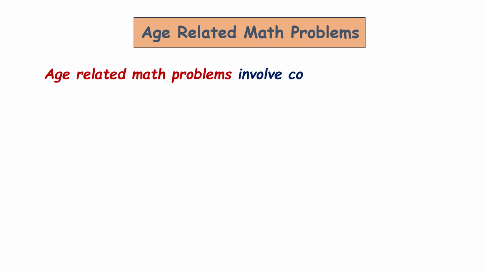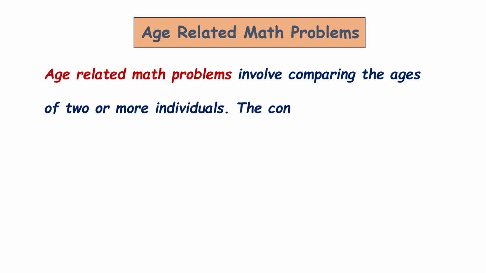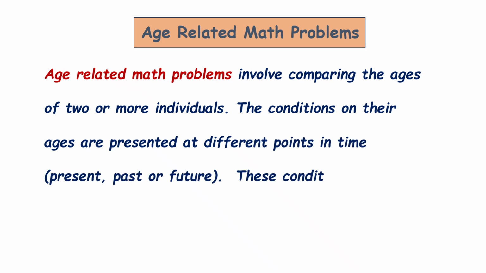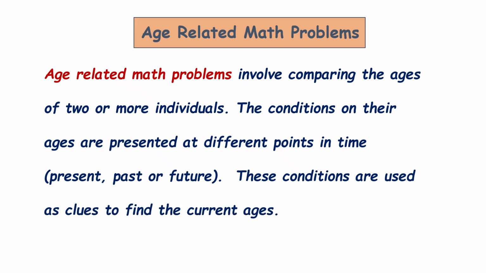Age-related math problems involve comparing the ages of two or more individuals. The conditions on their ages are presented at different points in time: present, past, or future. These conditions are used as clues to find the current ages.